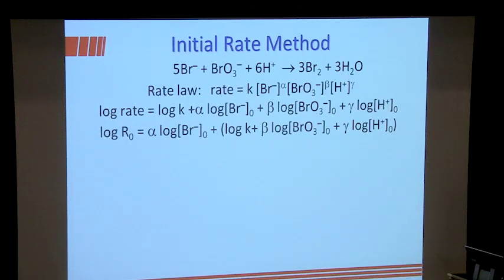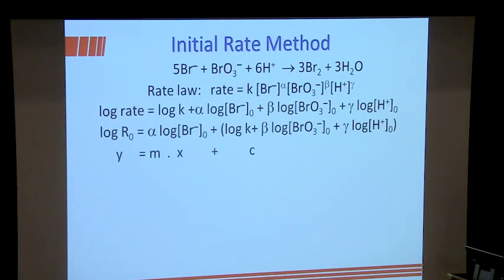Okay? So if we keep the concentration of BrO3 minus constant, H plus constant, and do a series of experiments where we change the concentration of Br minus only, we can get the dependence on Br minus. So that's the initial rate method. Okay? So we measure the rate. So we get log of rate. We plot log of rate versus log Br minus. And we should get a straight line, the slope of which is alpha.